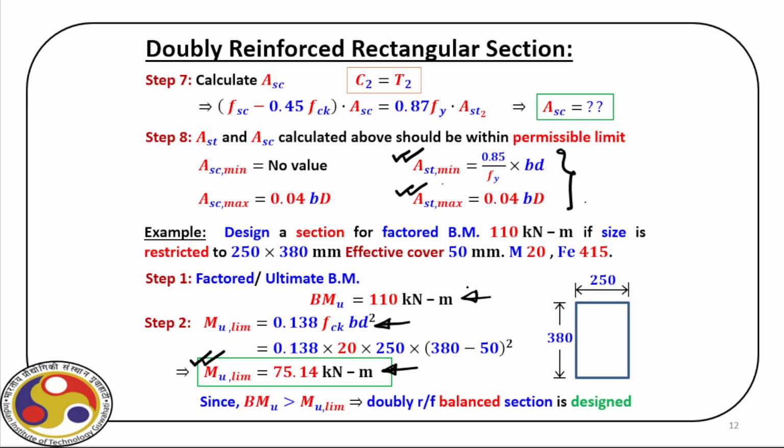We have to go for a doubly reinforced section because we cannot increase the depth of the beam. There is a restriction, and due to that reason we have to provide additional steel in the compression zone, and that will be balanced by some additional steel in the tension zone, and hence we will get this doubly reinforced section, right?